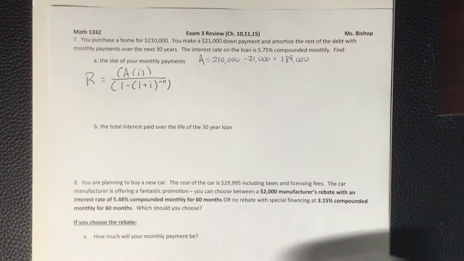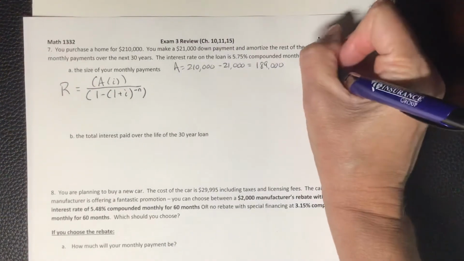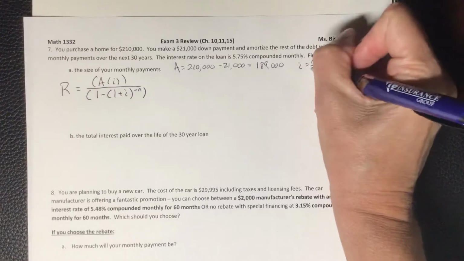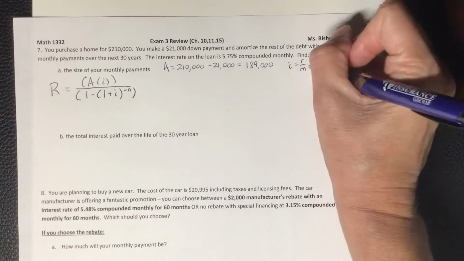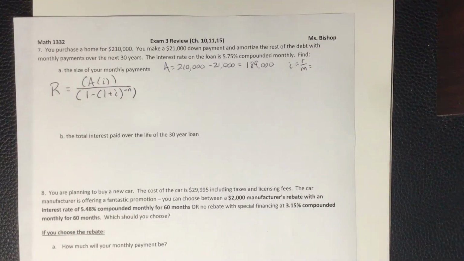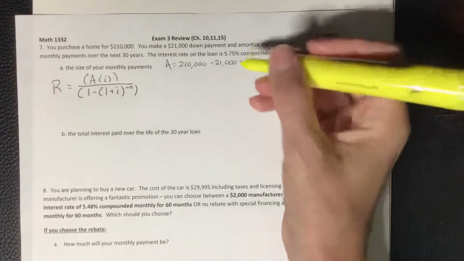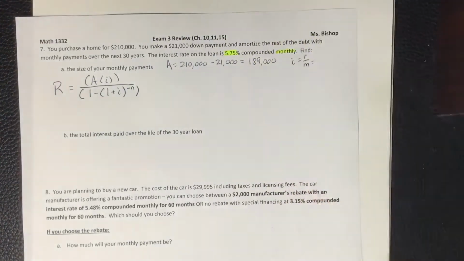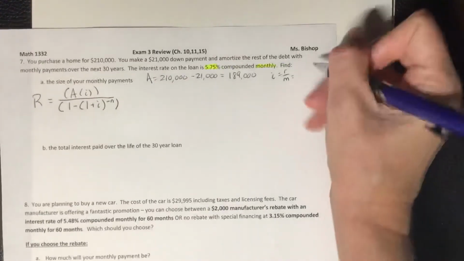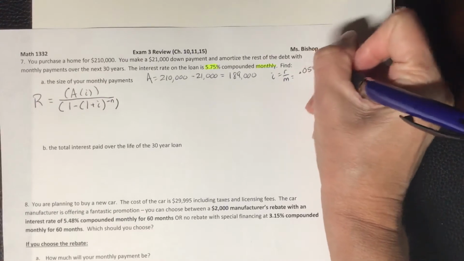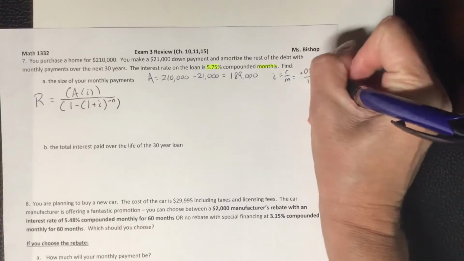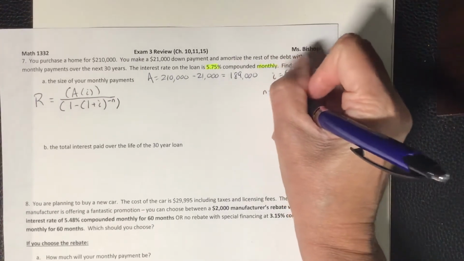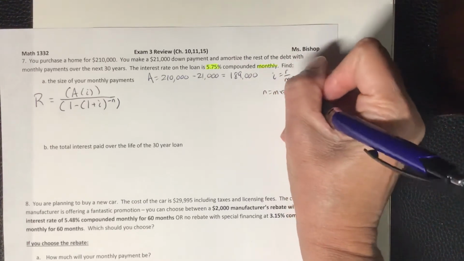Now remember that I, same thing it always is, R over M. So we're going to take our rate of 5.75%. All right, so here's our rate, and we are compounding monthly. So 0.0575 divided by 12.